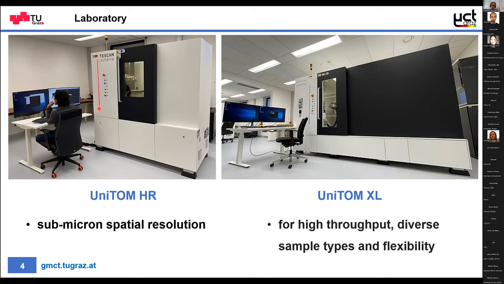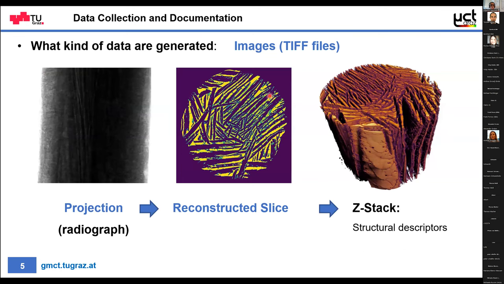Now let's go to the topic of RDM. As I said before, our main goal is to have a three-dimensional representation of the composition and morphology of an object. So this goes to the first question: what kind of data do we generate? Basically, we generate images, and in our case, it's in TIFF files. This is really good because this is a standard. So it's something that you can reuse. It's interoperable, you can share it, and it's really good for long-term archiving.